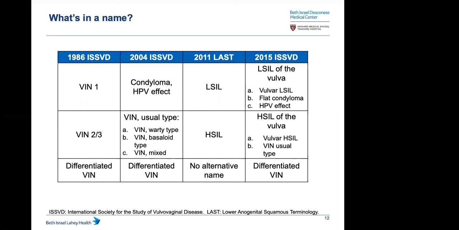And the second category is H-cell of the vulva. So these are the high-grade squamous intraepithelial lesions of the vulva, also known as VIN-2 and 3. These are considered precancerous. So this is the VIN usual type category. These are the dysplasias that we do want to treat because they are indeed precancerous. And then finally, the other category of high-grade dysplasia is differentiated VIN. And this again is more virulent dysplasia compared to the H-cell, but not associated with HPV.